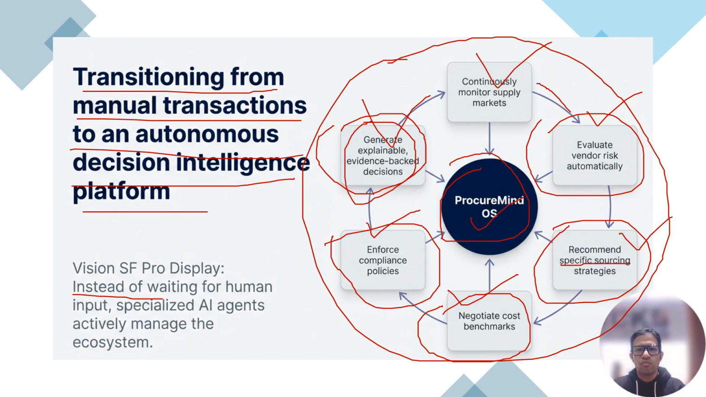See, instead of waiting for human input, see this. This line captures the essence of agentic AI. Instead of humans pushing every step forward manually, specialized AI agents actively manage the ecosystem. Meaning, agents don't wait. They monitor, detect, recommend, validate, and prepare decision packets. And humans step in mainly for approvals, exceptions, and governance.